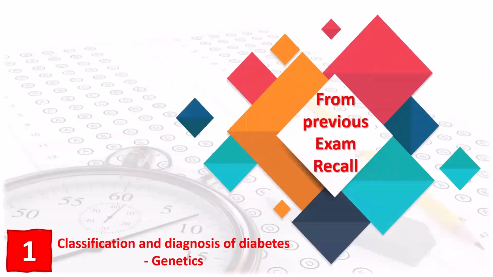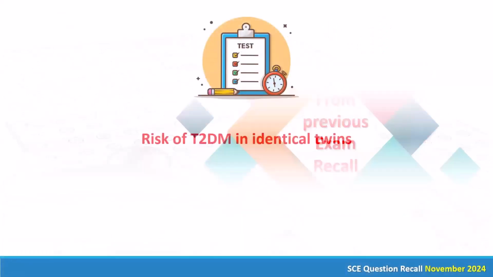At the end of my session today, I would like to cover the most important questions from the previous exam related to the current session, inshallah. In the previous exams, there are a lot of questions, as I mentioned, at least 6 to 8 questions from the current presentation. One of the questions from November 2024 asked about the risk of type 2 diabetes mellitus in identical twins. What is the risk?